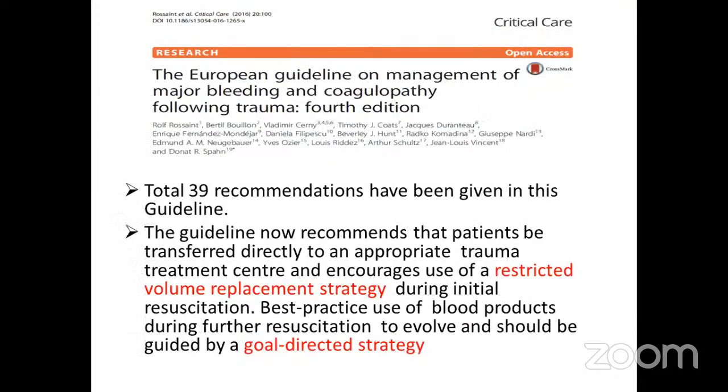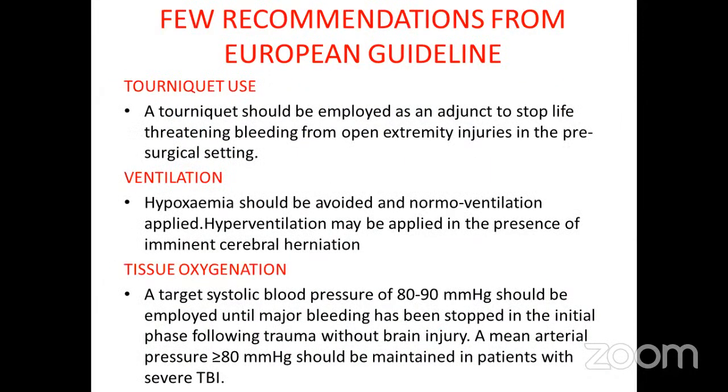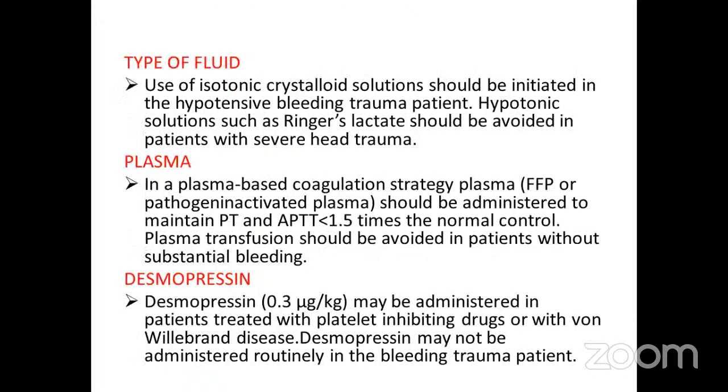The European guidelines on the management of major bleeding and coagulopathy have 39 recommendations, out of which they mainly talk about a restricted volume replacement strategy and a goal-directed strategy, which is much more useful. Other suggestions by the European guidelines are tourniquet use, which we have already described. For ventilation, hypoxemia should be avoided and normoventilation should be given. Hyperventilation may be applied in the presence of cerebral herniation. For tissue oxygenation, we usually go by the targets of the systolic blood pressure. And the type of fluid which we usually go for is an isotonic fluid.